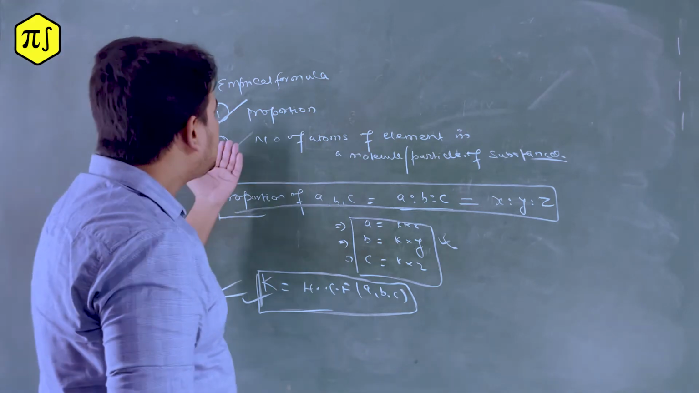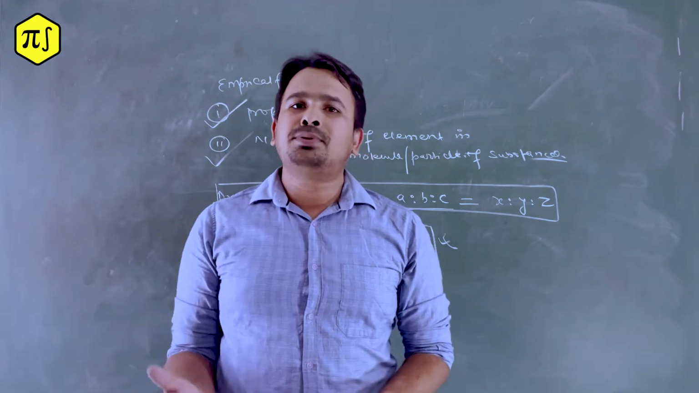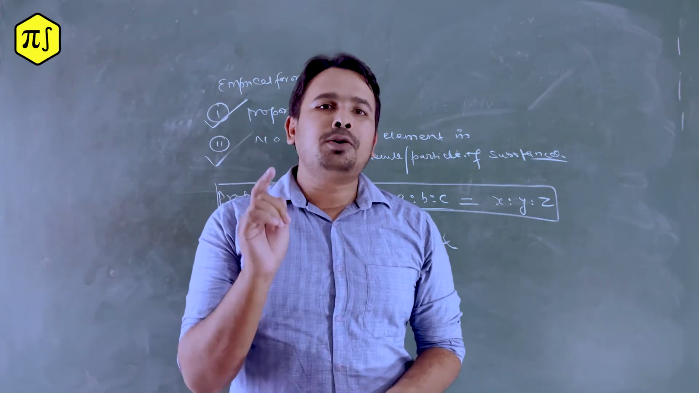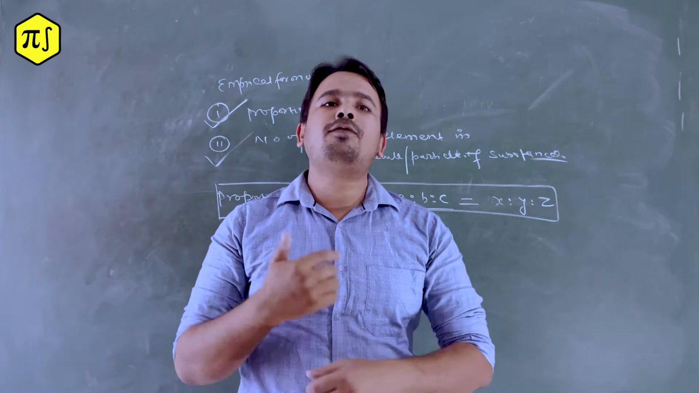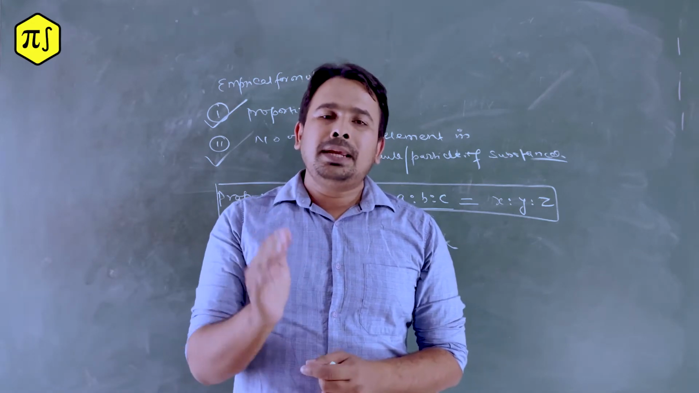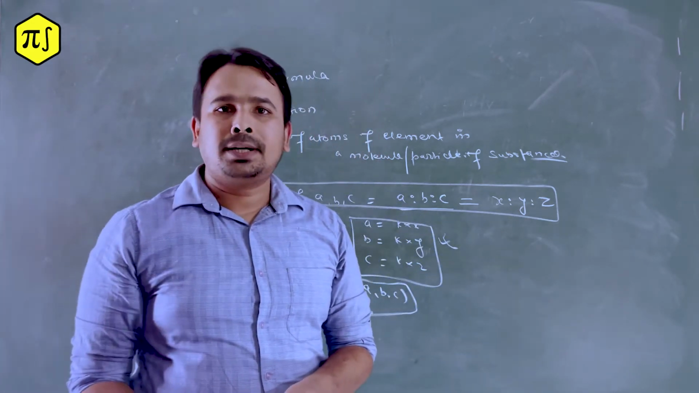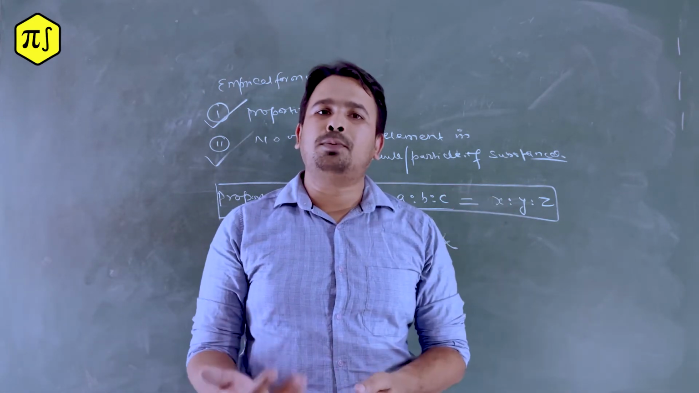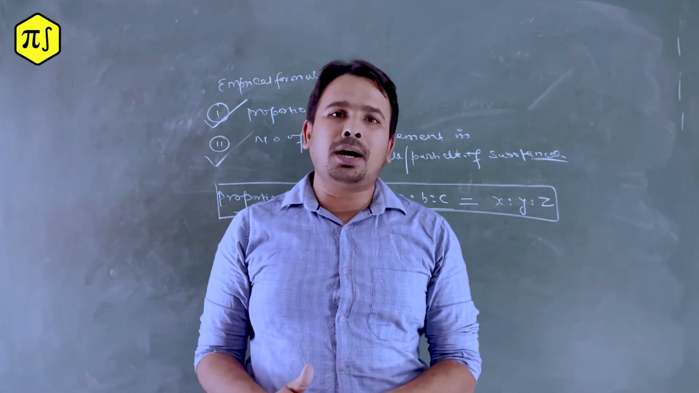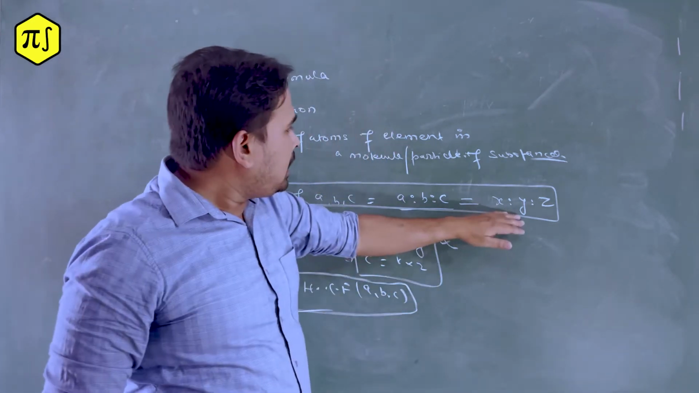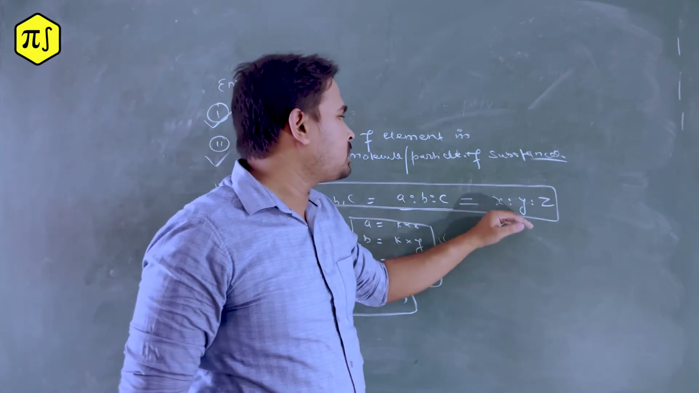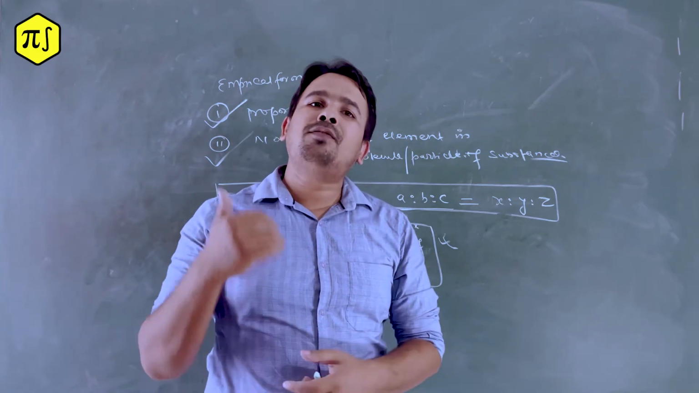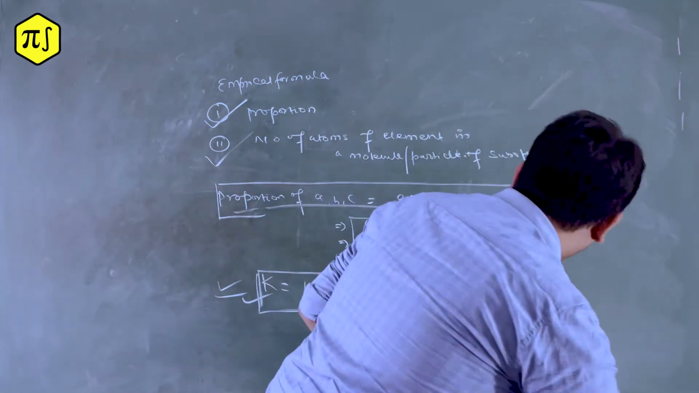Now let's go to the second point, the number of atoms of elements. The empirical formula denotes the simplest proportion of the number of atoms in a molecule of the compound. So we are going to show the formula for the empirical formula. The simplest proportion is x colon y colon z. Now we can rewrite the molecular formula in terms of the empirical formula, so let's write that down.